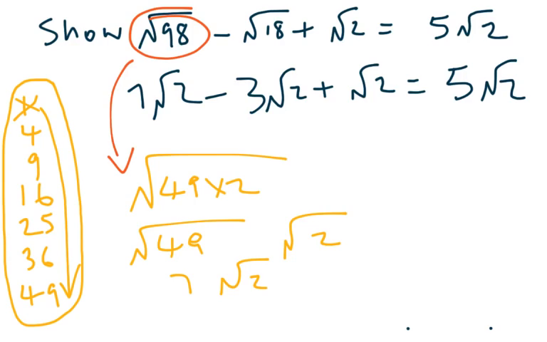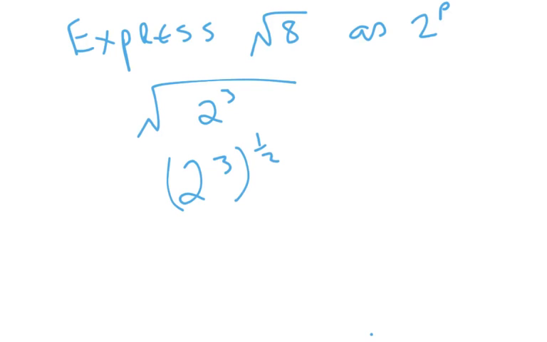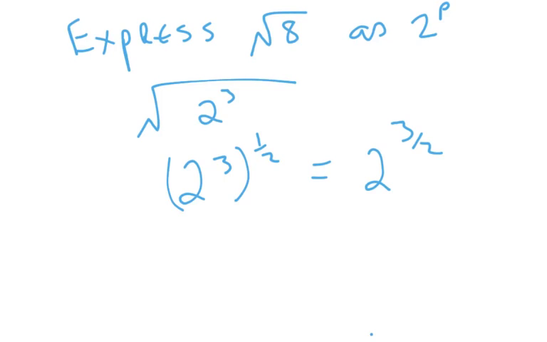So QED. All right, let's express the square root of 8 as 2 to the power of p, where p is some rational number. So what I'm going to do is convert my 8 first. I'm still going to leave the square root on it, and 8 is 2 to the power of 3. And this square root sign means to the power of a half. So that's going to give me 2 to the power of 3, to the power of a half. And that's equal to, looking at my rules, 2 to the power of 3 over 2. Done. 2 to the power of 3 over 2.